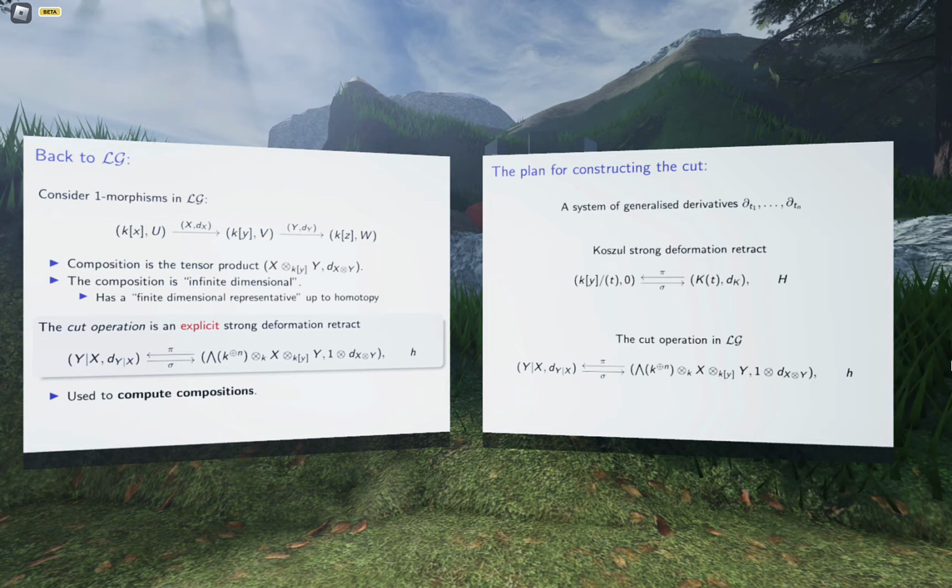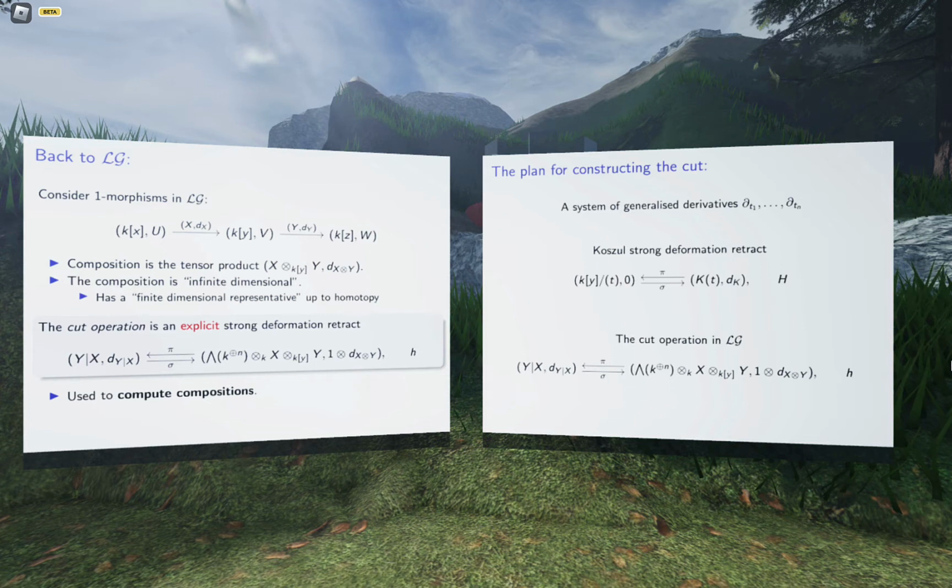Now, this is good, but composition is, in some sense, an infinite dimensional object. However, it always has some sort of finite dimensional representative, at least up to homotopy, right? So when we want to work with compositions in this bicategory, we want to be able to access what that finite dimensional representative is. And the tool we have for doing that is this thing called the cut operation, which is the whole reason we needed to introduce strong deformation retracts.